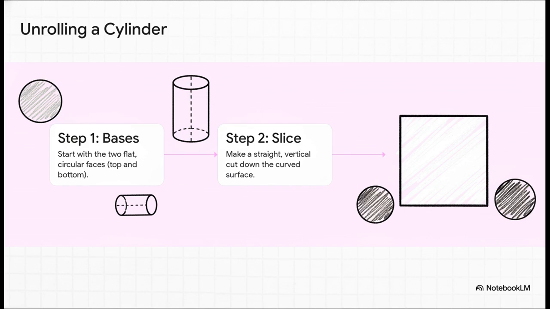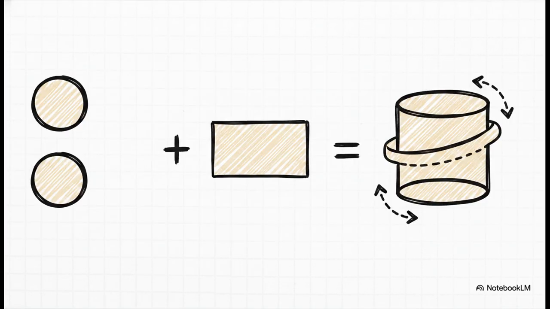Those are perfect circles. Now imagine you take a pair of scissors and make one straight cut, top to bottom, down the curved side. What happens when you unroll it and lay it flat, kind of like peeling the label off a can of soup? You get a perfect rectangle. So, when you put it all back together, here's the key fact you need to know. A cylinder is made of 2 flat, circular faces and one single continuous curved surface. So, is it a prism? Well, not technically, because its bases aren't polygons.